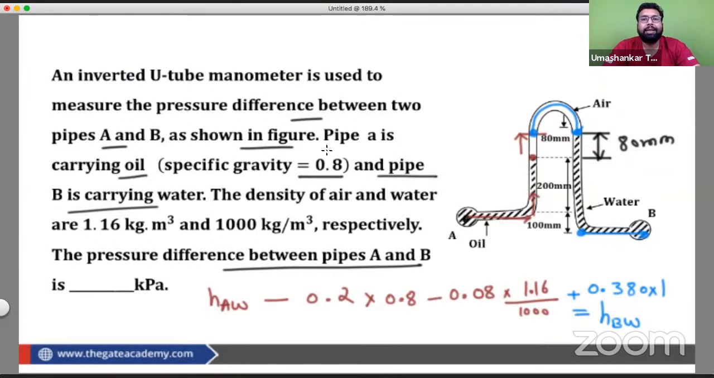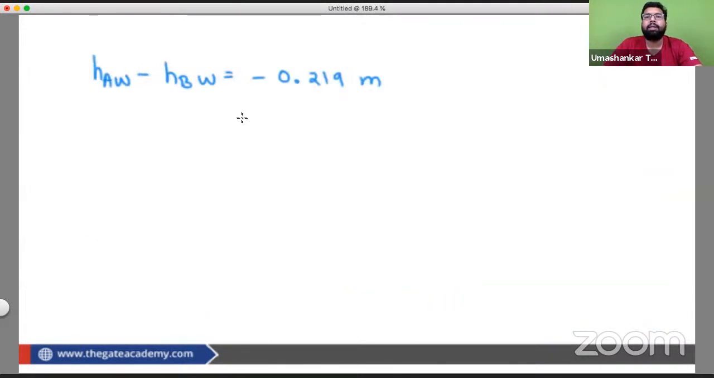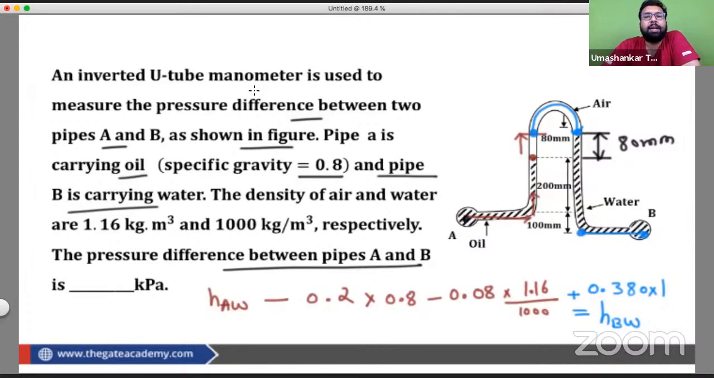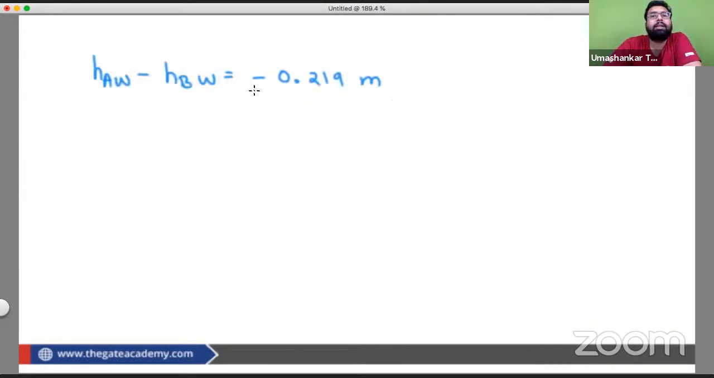But we need to give the answer in kilopascal. Now, don't make a mistake in the unit. First of all, it is a numerical data question. Sometimes people think, sir, we can ignore this minus. No, it is clearly written that we have to give the pressure difference between A and B. So if you ignore this minus sign, your answer is going to be incorrect.